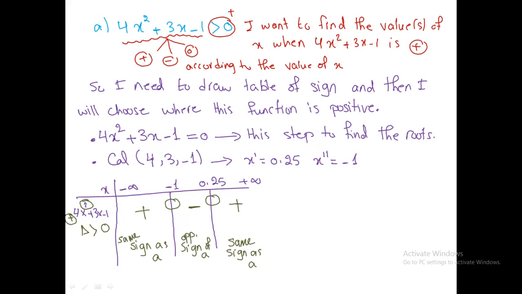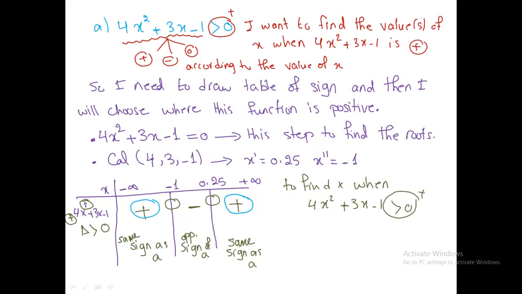Now I want to find x when 4x squared plus 3x minus 1 is positive. I will look for the positive sign in the table. The positive sign is here and here. Two positive signs, that means we have two intervals.